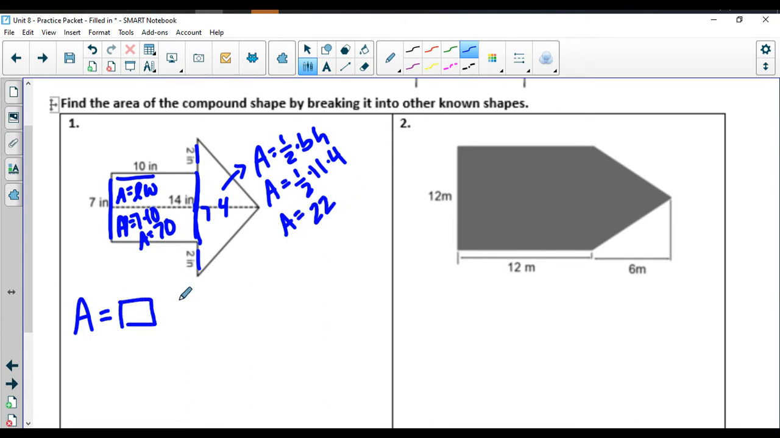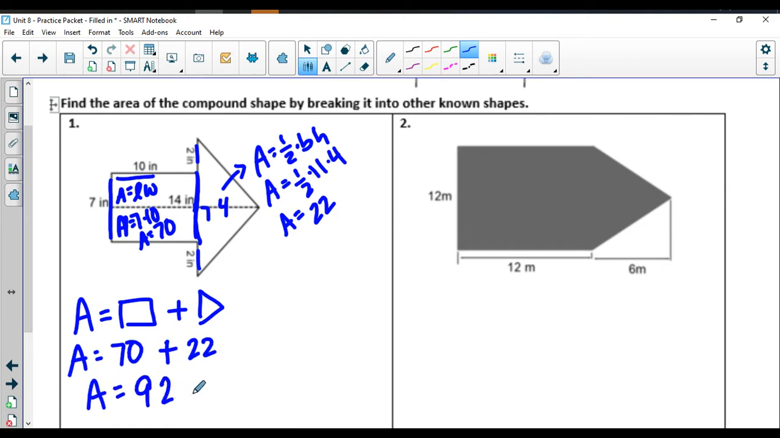So I have my rectangle, plus my triangle. So the rectangle is equal to 70 and the triangle is equal to 22. So adding those two together, I get 92 square inches.